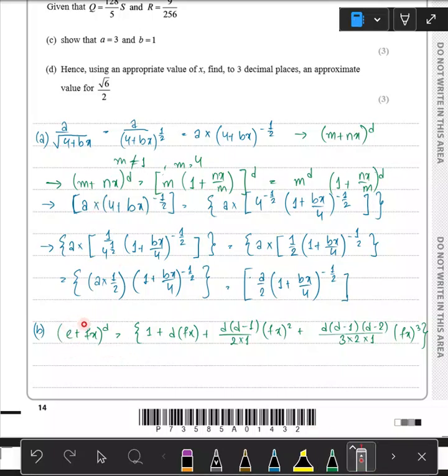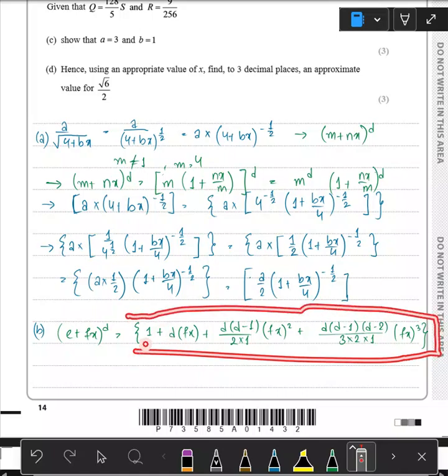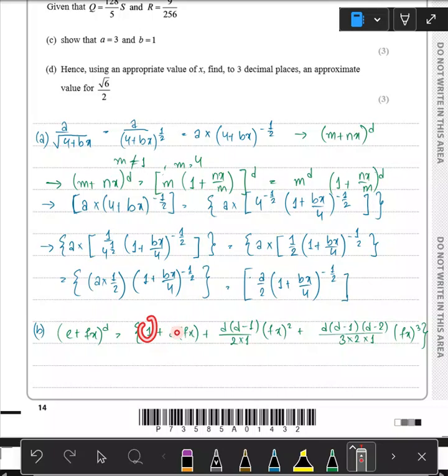And a simple way to remember this formula, this format of expanding, is that we always start with the first term being 1. The second term will be the index multiplied by fx, or as I usually write it, a plus bx to the power d. So bx would be this, and then you keep on decreasing the d and increasing the power of fx. So the third term is d multiplied by d minus 1, and there are two things in the numerator, so this is divided by 2 factorial, which is 2 multiplied by 1.